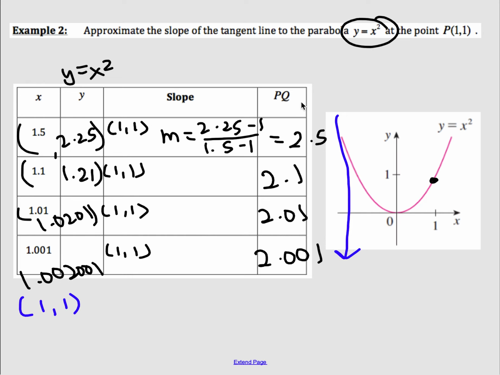Same thing, as we are getting closer and closer to my point of tangency (1, 1), what does it appear my slope is getting closer to? 2. Okay, so my limit of my slopes of my secant lines would lead me to a slope of 2, and so then my approximate slope of my tangent line would be 2. Okay, and I've just confirmed it from the left and the right.